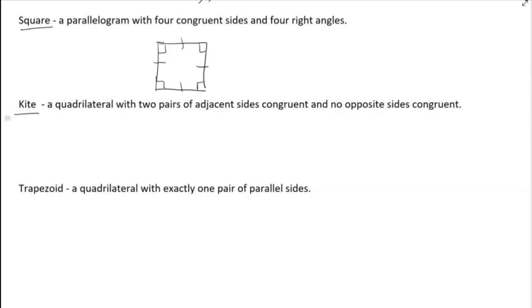All right, then we have a kite, which is a quadrilateral with two pairs of adjacent sides congruent and no opposite sides congruent. So what does that look like? He's going to look something like this. So adjacent means touching. So you're going to have touching sides that are congruent and no opposite sides congruent.